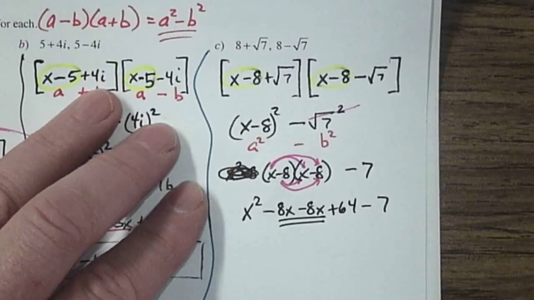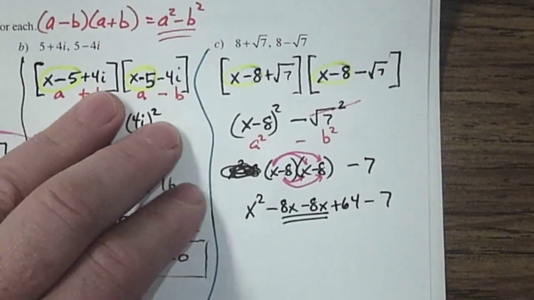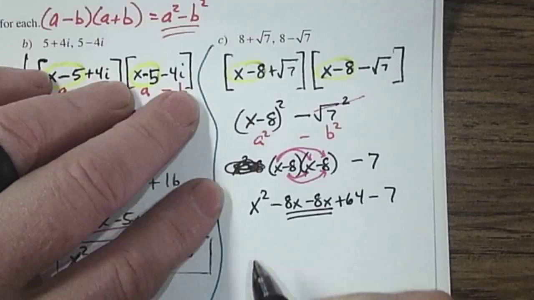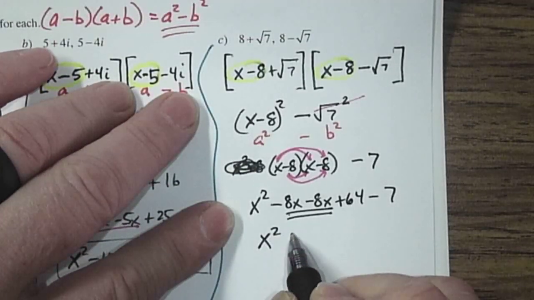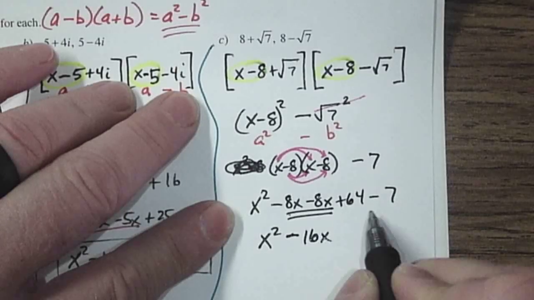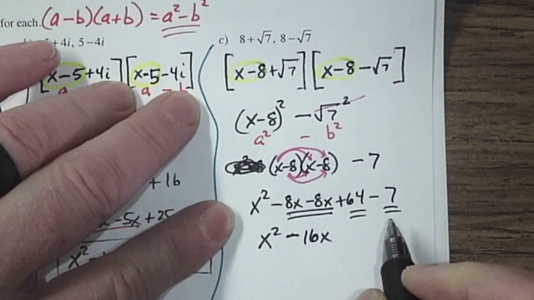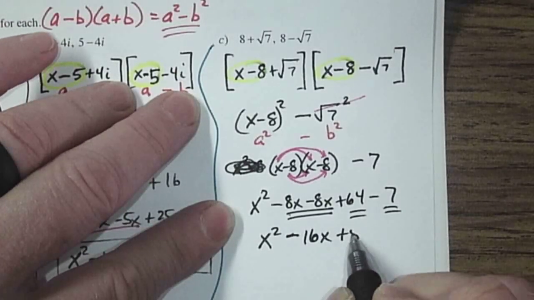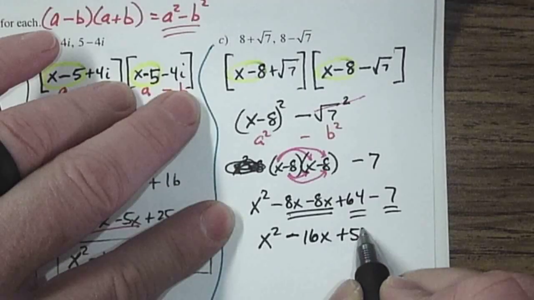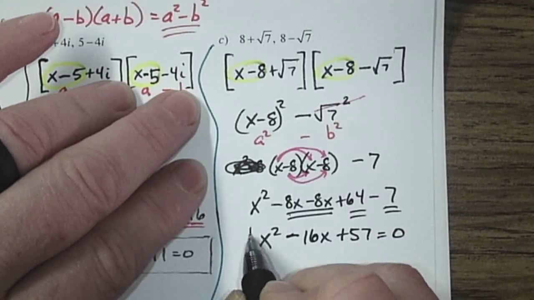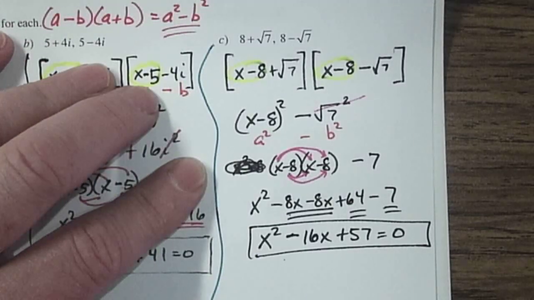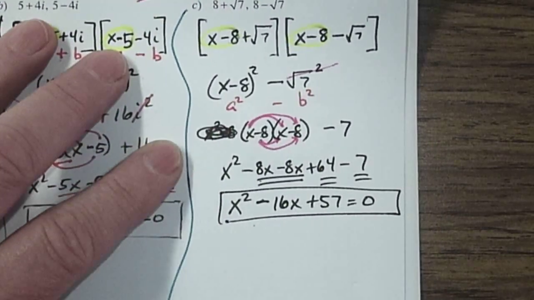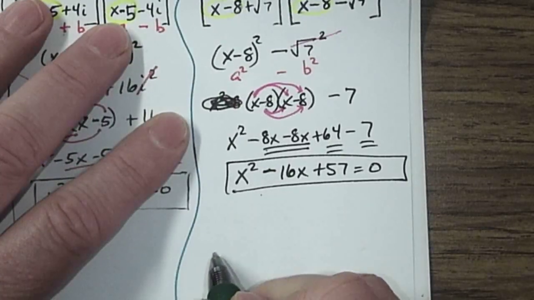Okay, and I'll write the pattern down at the bottom for those of you who want it. For those of you who are like, are you kidding me? Don't even pay attention to it. Just do what I tell you here. Negative 8x and negative 8x make negative 16x. And then 64 minus 7 is 57. And it equals 0 because it's an equation. Bingo.